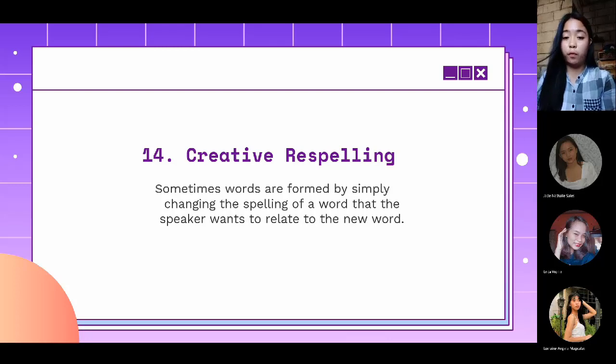Sometimes words are formed by simply changing the spelling of a word that the speaker wants to relate to the new word. Product names often involve creative spelling such as Mr. Clean. And that's all. That is the 14 word formation processes that are part of morphemes or morphology.